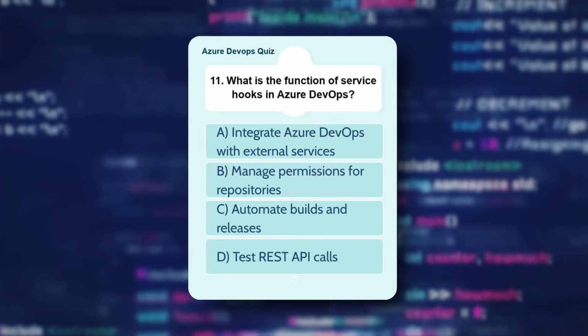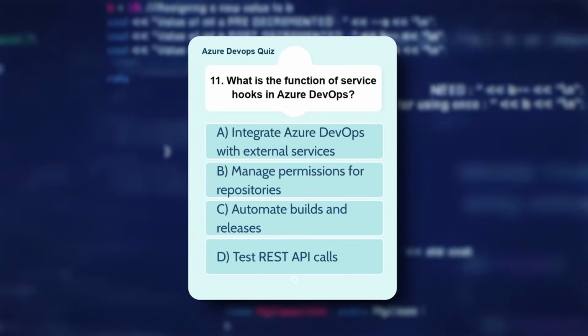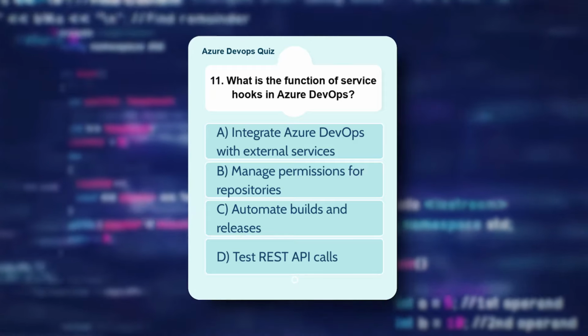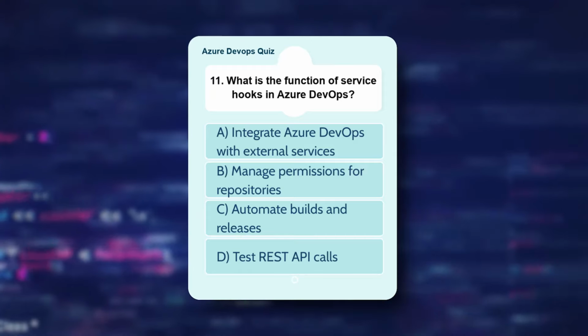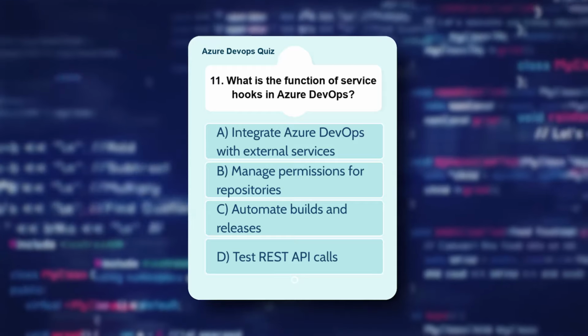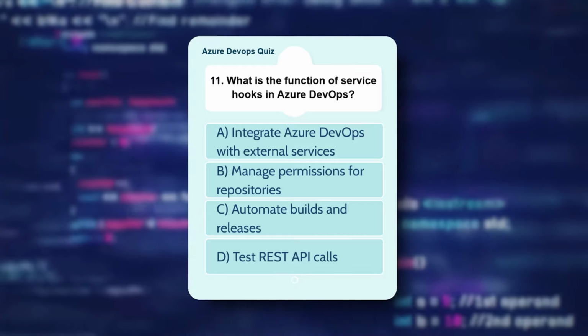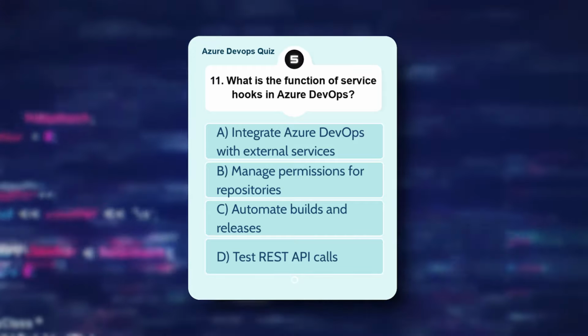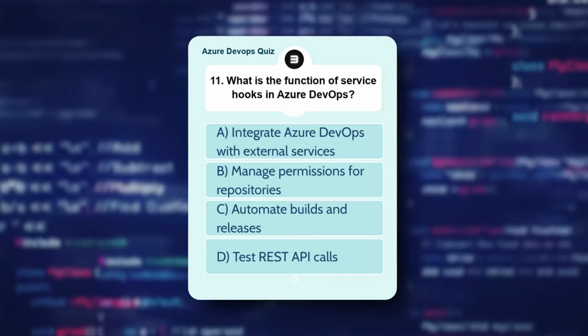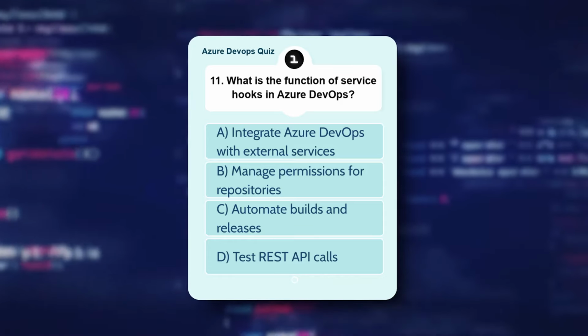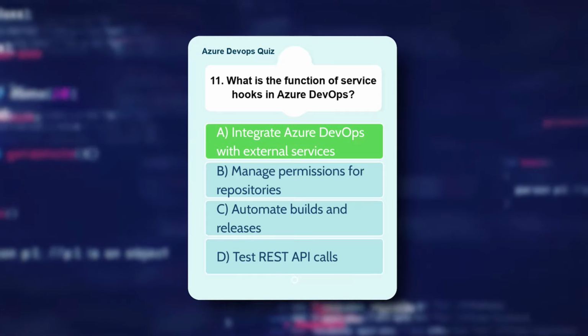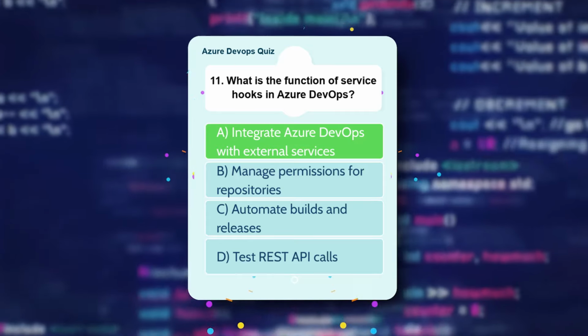11. What is the function of service hooks in Azure DevOps? A. Integrate Azure DevOps with external services. B. Manage permissions for repositories. C. Automate builds and releases. D. Test REST API calls. Answer. A. Integrate Azure DevOps with external services.